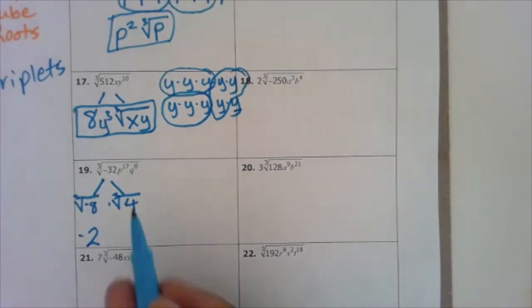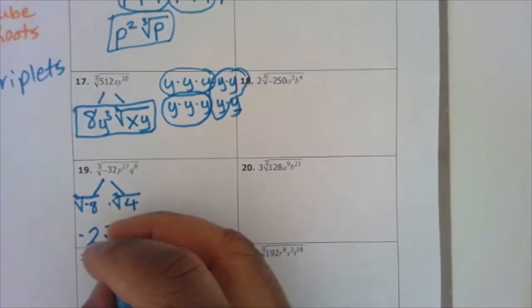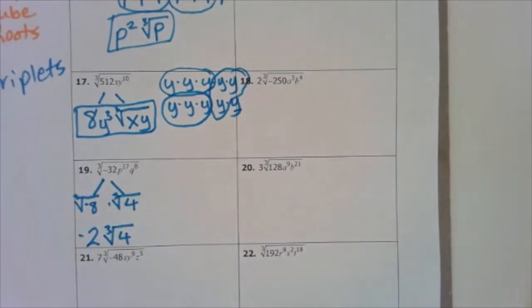And with the cubed root of 4, as you probably already guessed, that would be a decimal. So let's go ahead and keep that the same here. Now, let's go ahead and tackle these variables here under the radical sign.